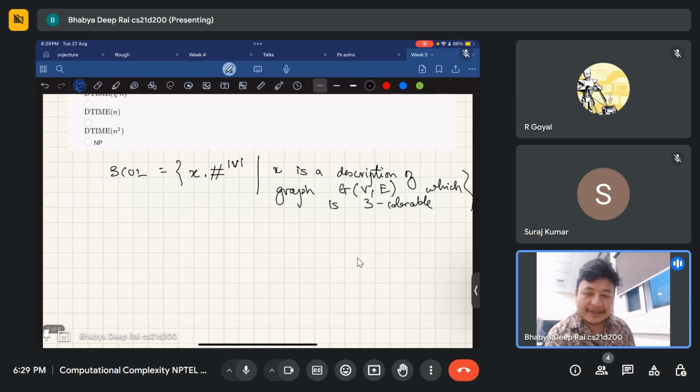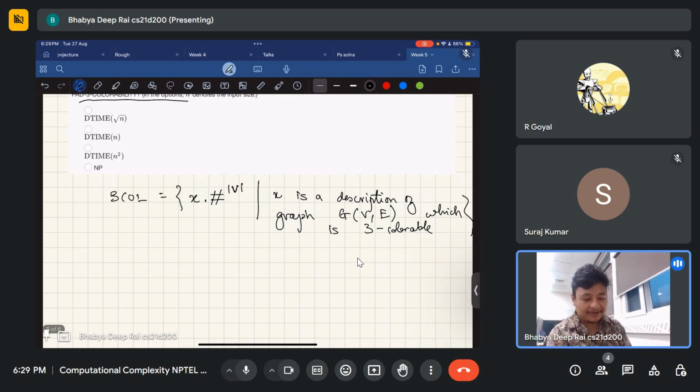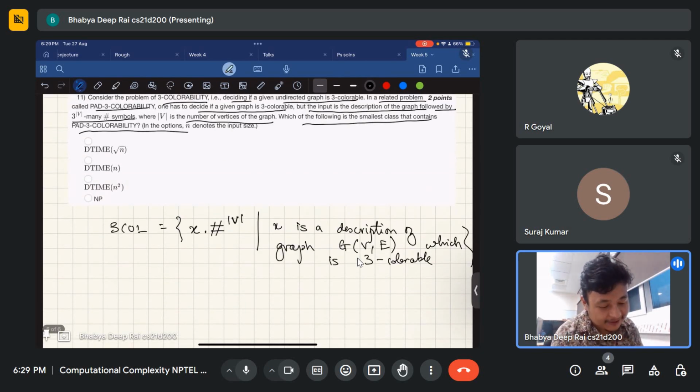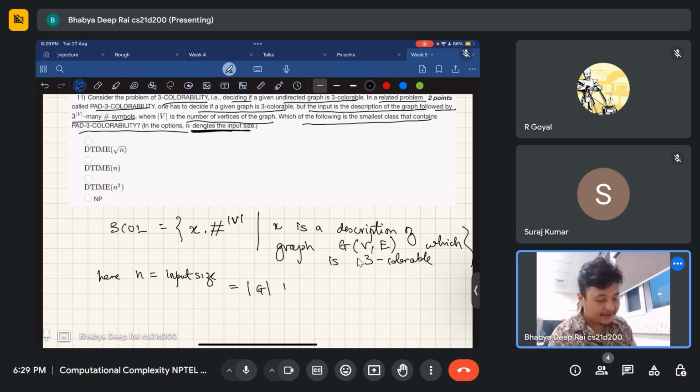Now, as you can see, the input is greatly inflated. The question is now, with this inflated input, where n denotes the input size. What is n? Here, n is the input size, which is the size of the graph plus 3 to the v, not just the size of v.